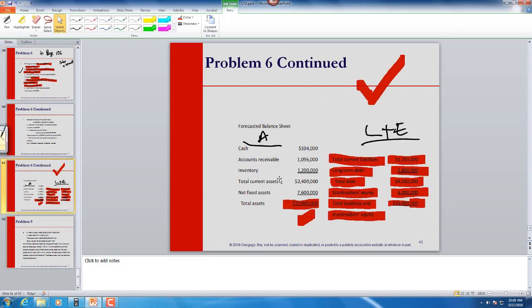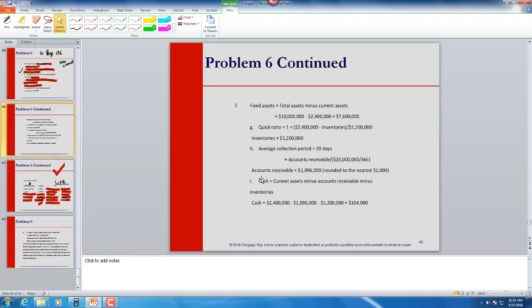So we know that total current assets are 2.4 million because they are twice of current liabilities. If this is 2.4 million total current assets and total assets is 10 million, the difference between them is net fixed assets, which is 7.6 million. We have taken care of total assets, net fixed assets, total current assets. Now we need to know which of the current assets is what amount. That's all that's left. And for that, we go here.